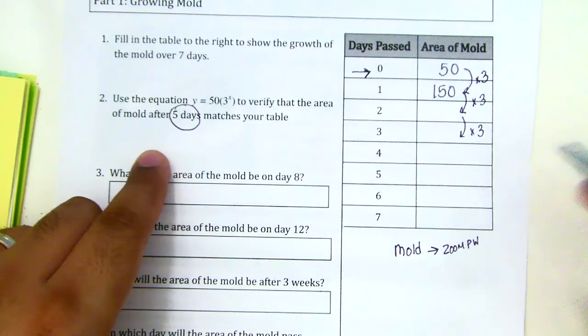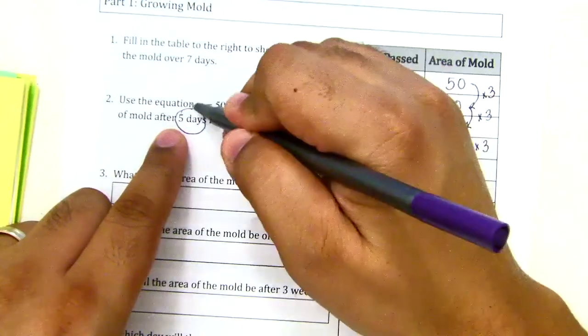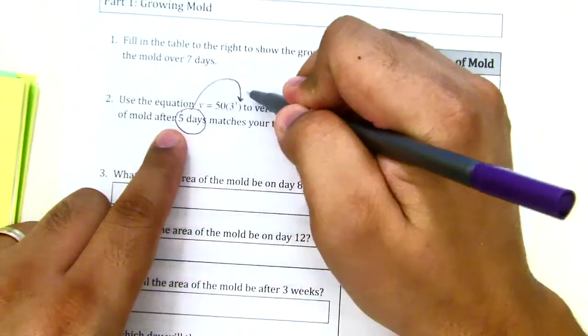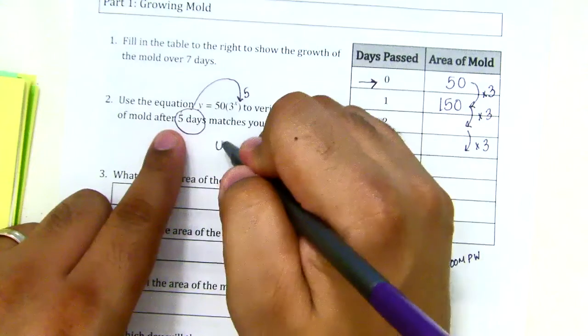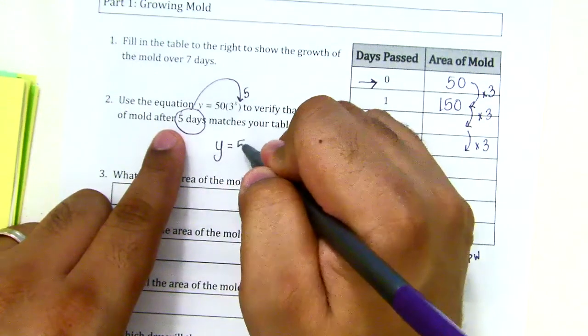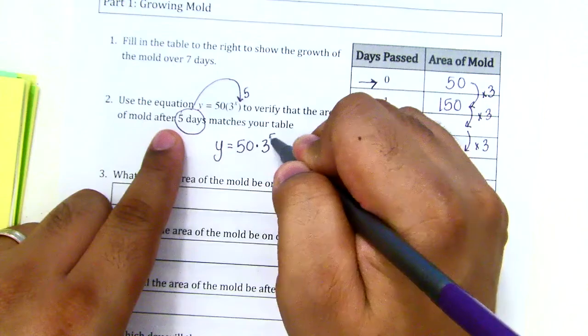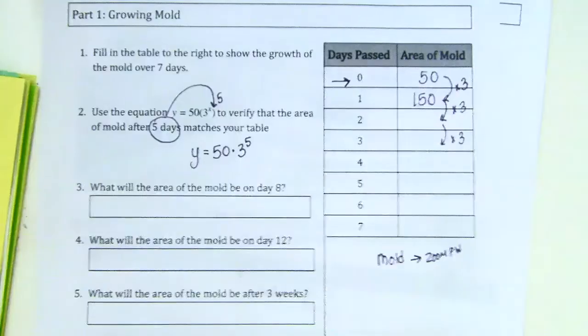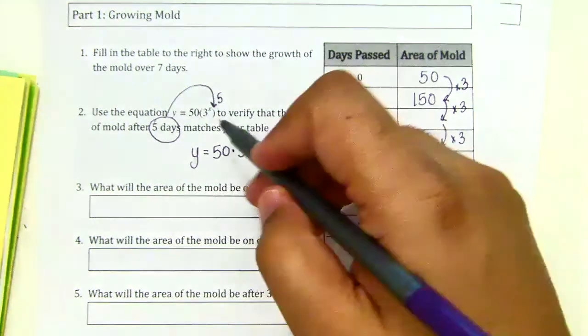The way that I verify that is I say, okay, 5 days means that this x is basically a 5. So I'm substituting x with 5. I'm going to say y equals 50 times 3 to the power of 5. You put that into a calculator, and that is going to give you the answer that should match whatever you have here for question number 5. Again, all I'm doing is I'm changing the x to a 5.